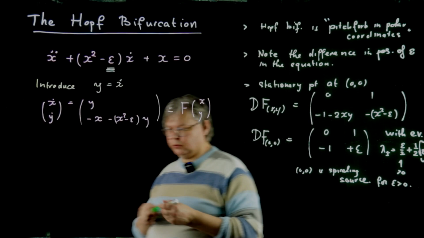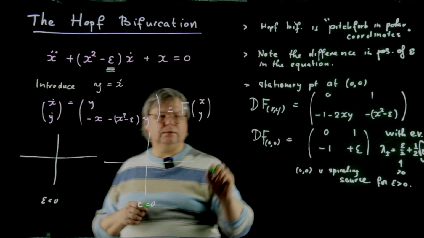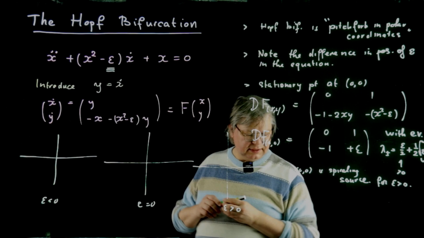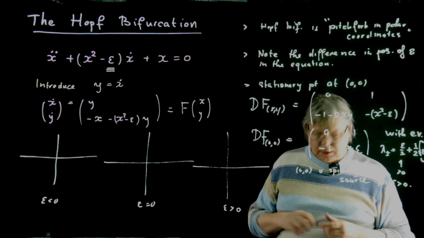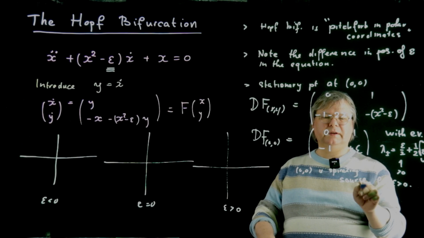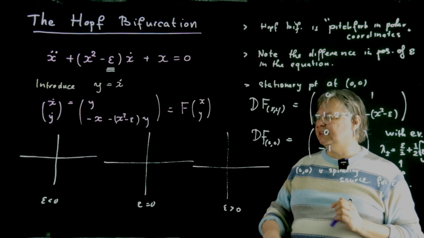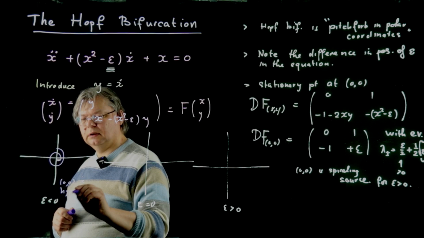So I can draw the three pictures again, the three phase portraits, what I expect to see when epsilon is zero, when epsilon is positive, and when epsilon is negative. So first let's look what happens if epsilon is negative. If epsilon is negative, then what I said here about spiraling source is reversed, because epsilon is negative. So this is going to be a spiraling sink. So 0, 0 is even a hyperbolic sink.